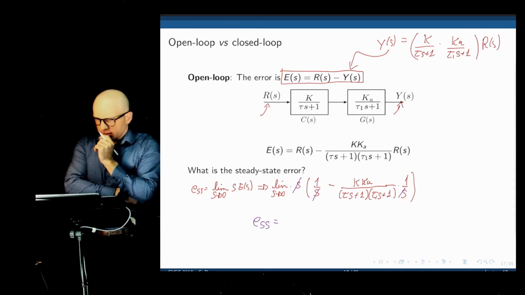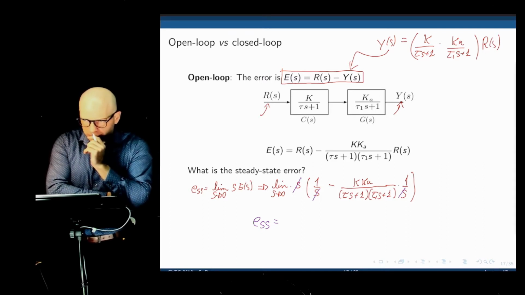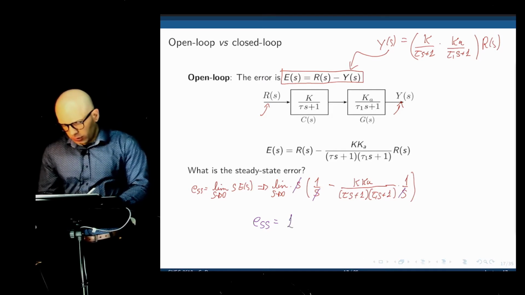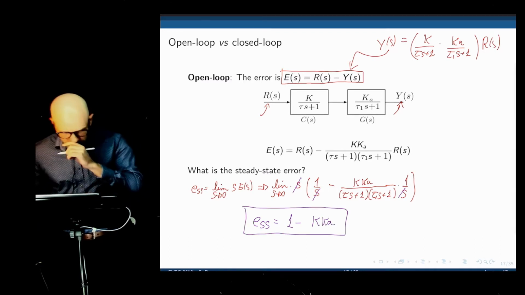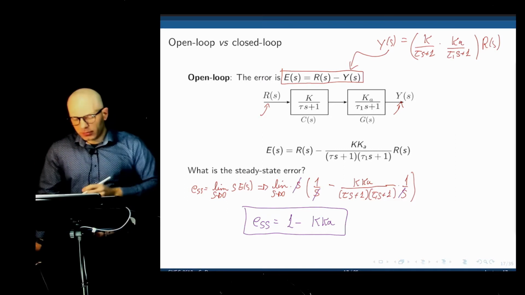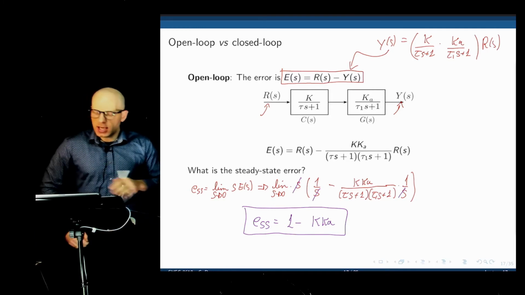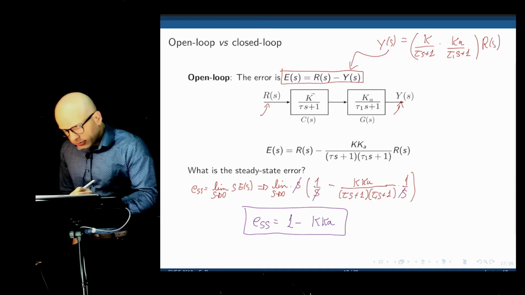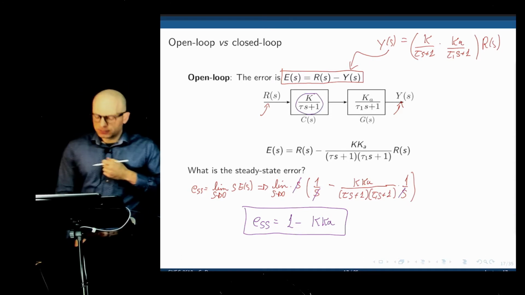What is the result of this limit? It is 1 minus KKa. 1 minus KKa, very good. Now let's look at this result. Ka comes from the plant, from the process we are trying to control. We can't change it. Ka is what it is. K, however, comes from the controller. So K is up to us to design.